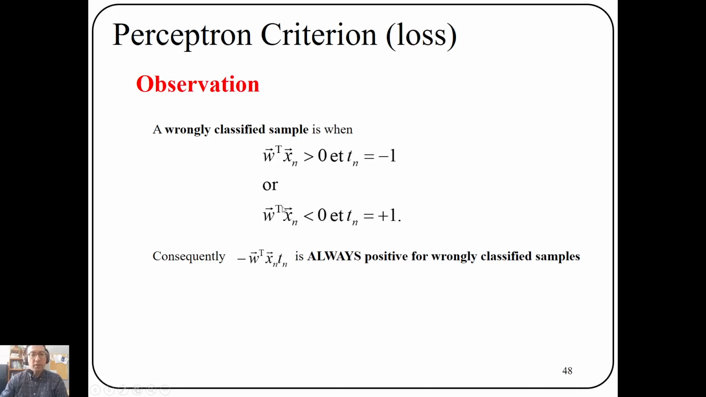If this is negative and this is positive, multiplying the dot product by t will lead to a negative value, but since I have a minus here, this will lead to a positive value. Same in this configuration here. The dot product times t is negative, times -1 is positive. So this function here is always positive for wrongly classified samples and always negative for correctly classified samples.